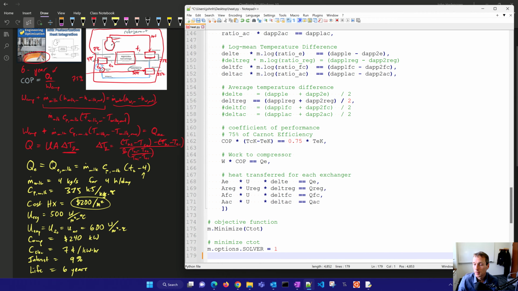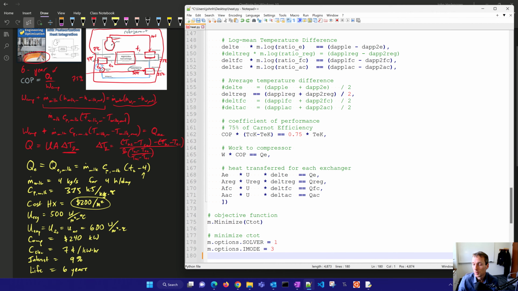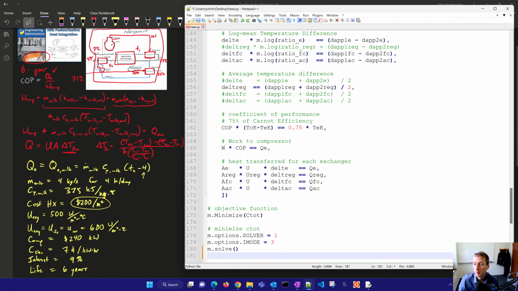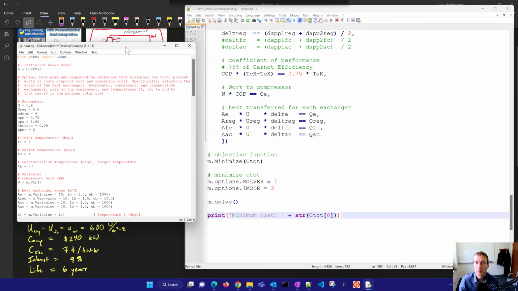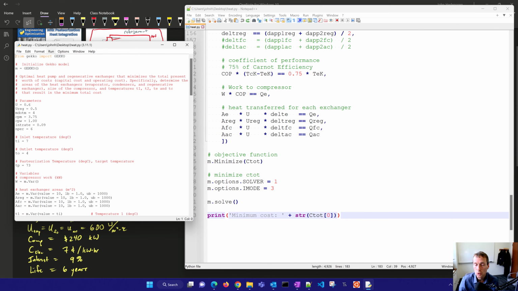All right, and I'll select solver equals 1. This is the APOPT solver. I mode 3, that's an optimization mode for Gekko, and then I'll solve it. Let's go ahead and print the minimum cost as the final solution. Okay, so now what we want to do is go ahead and run this. And I'm just going to run this with IDLE, but you could run it in Jupyter Notebook or from a command line as well.